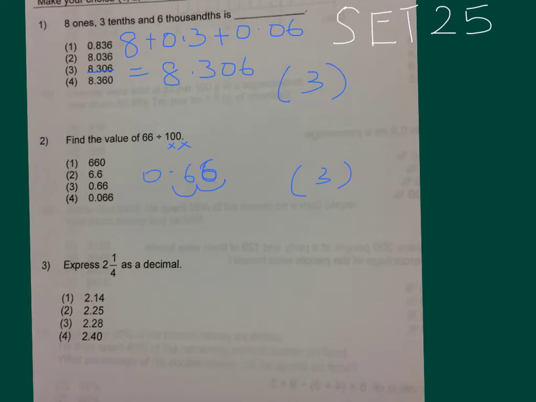Question 3, express 2 1 over 4 as a decimal. 2 1 over 4 is the same as 2 25 over 100. There are 2 zeros, which means 2 decimal places, and you have 25 here, so it's 2.25. Question 3, answer is 2.